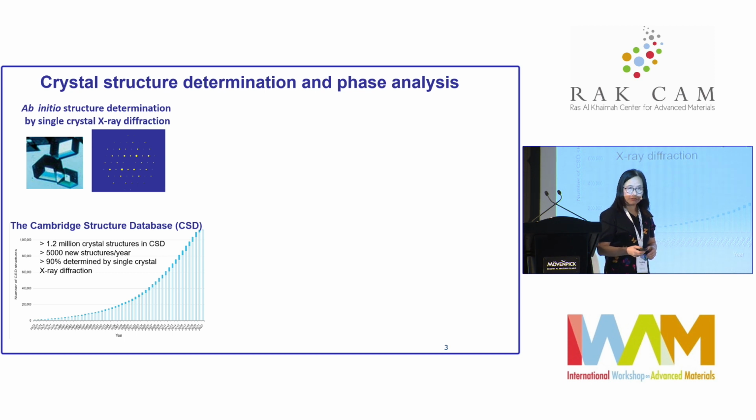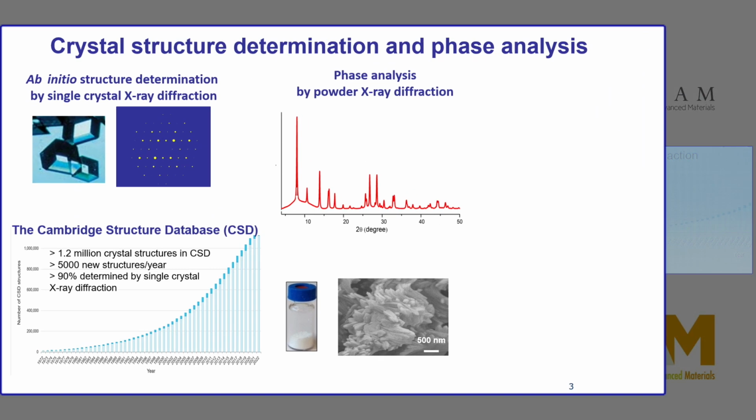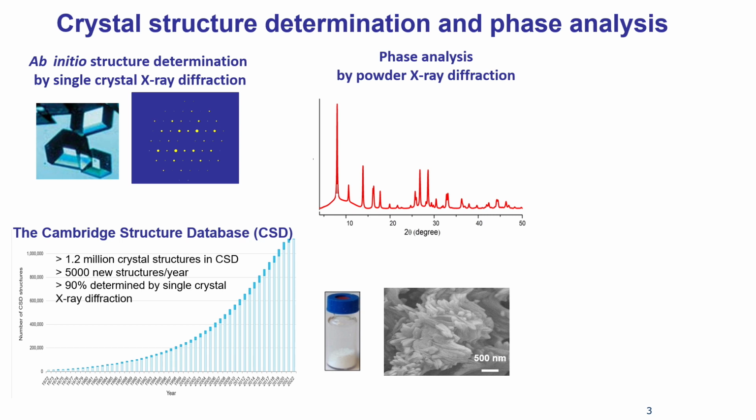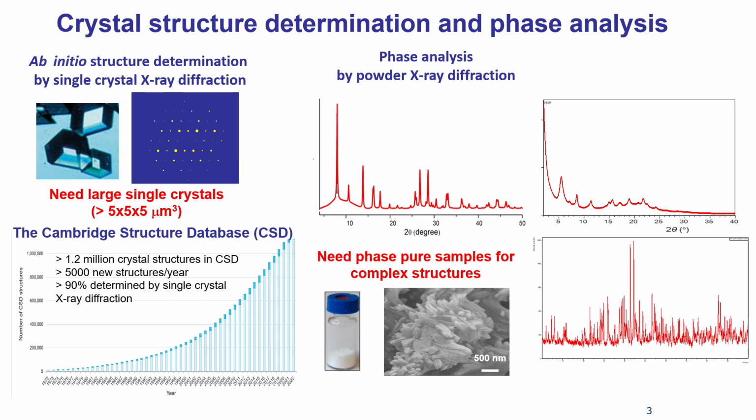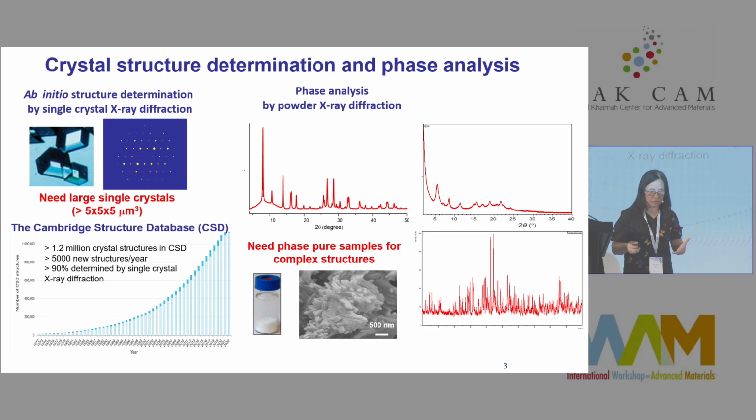But if you don't have large enough crystals, you can also use X-ray powder diffraction. In this case, you need to have pure phases, whereas in the case of single crystals, you need to have larger crystals. But very often, if you have powder, you don't get a very beautiful powder pattern. Either very broad peaks or very few peaks, and it's difficult to get the structure. And sometimes you get too many peaks. These are the cases where you really can't do very much.